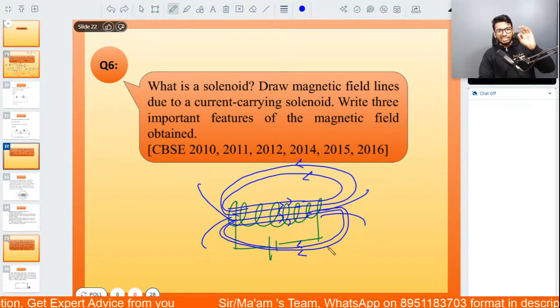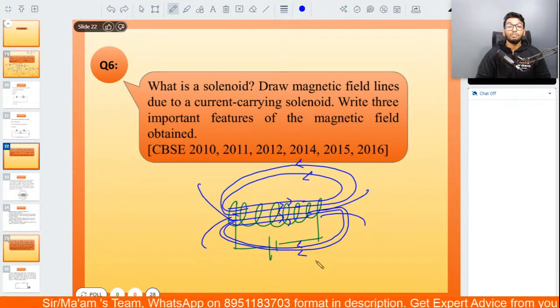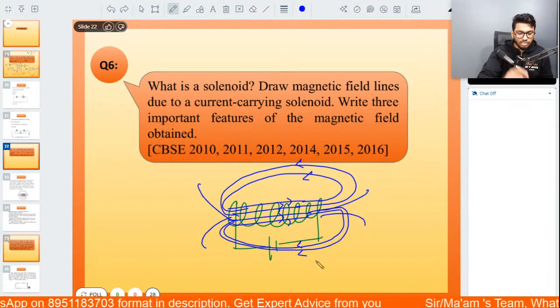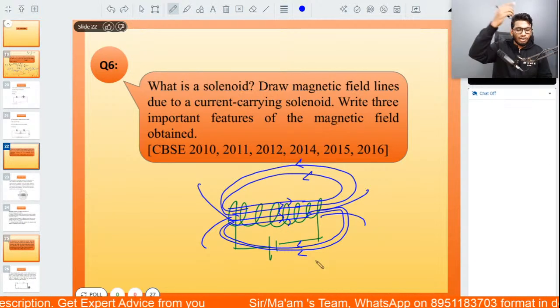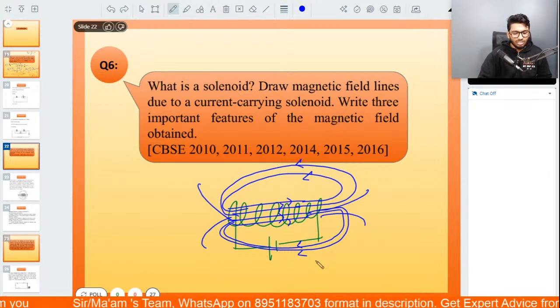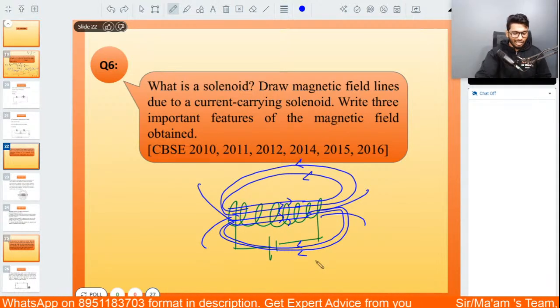Write any 3 important features of the magnetic field lines produced by a solenoid. Any 3 features that you can think of. Magnetic field lines originate from the north to south pole. Fantastic. Inside, the magnetic field lines move from south to north. Fantastic again. The strength of this field is maximum inside the solenoid. Absolutely fantastic. Any other answers?